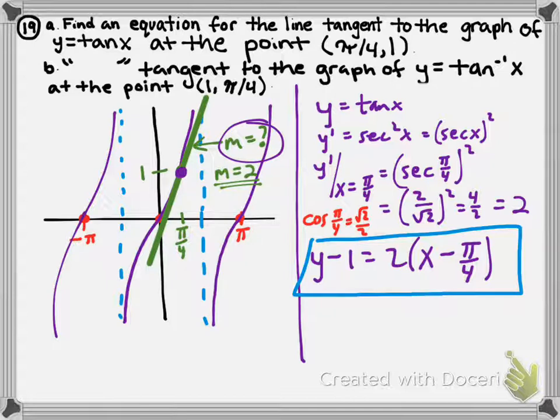Alright? But now we're going to switch gears here. We're going to do 19b. In 19b, we're trying to find the equation of the tangent line to the graph of the inverse tangent of x at the point (1, pi over 4), which is kind of cool because it reminds us how functions and their inverses are related.